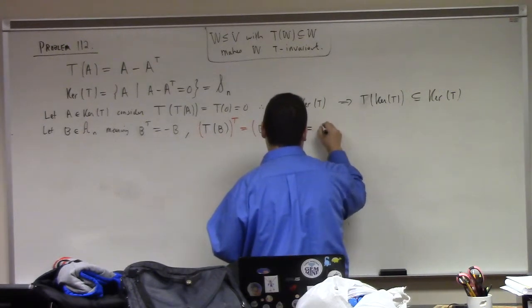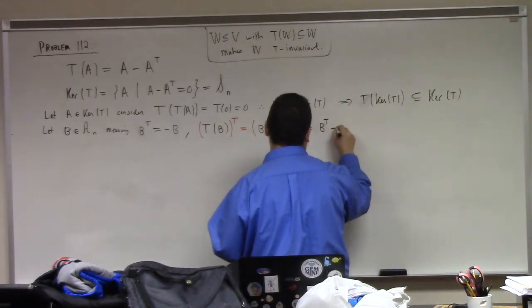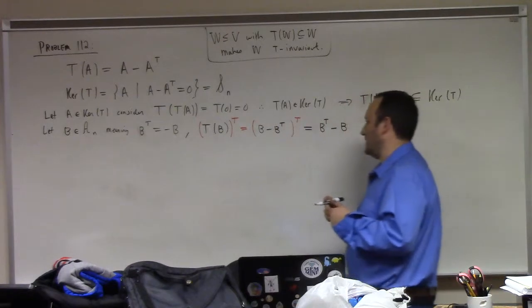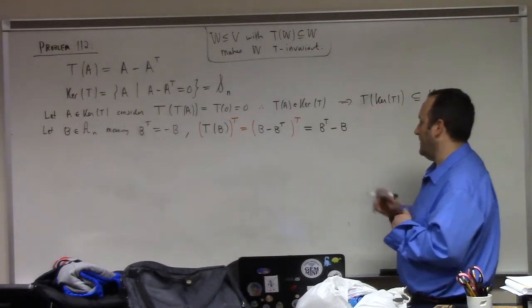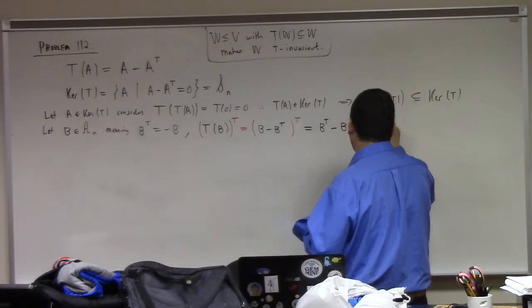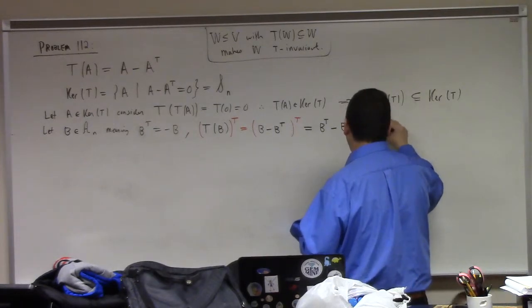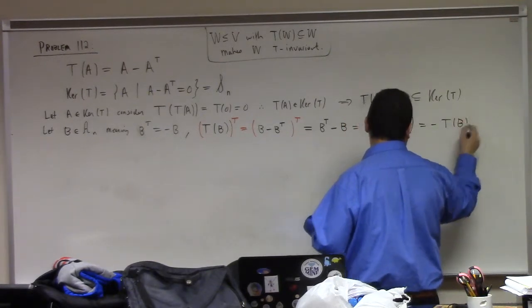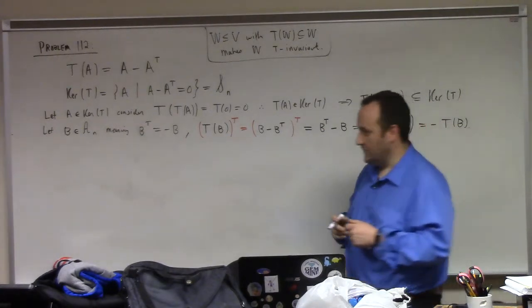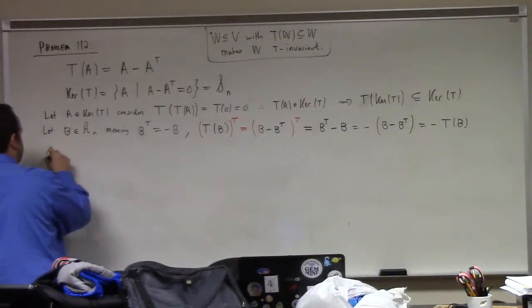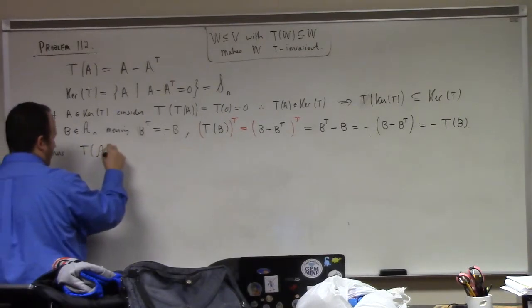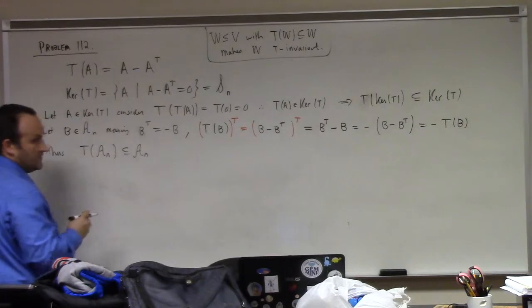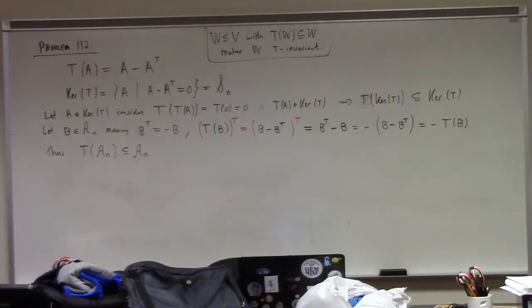Taking the transpose, that's B transpose minus B transpose transpose, which of course is B again. And that is minus the quantity B minus B transpose, which is minus T of B. So that shows us that T of the antisymmetric matrices is a subset of the antisymmetric matrices, which is what we need to prove that the antisymmetric matrices are an invariant subspace.